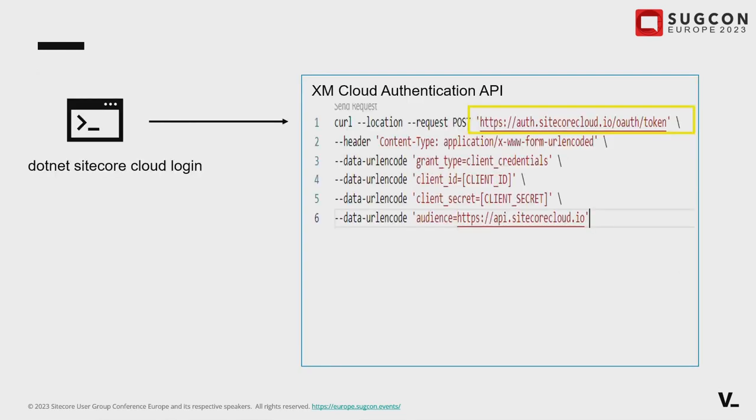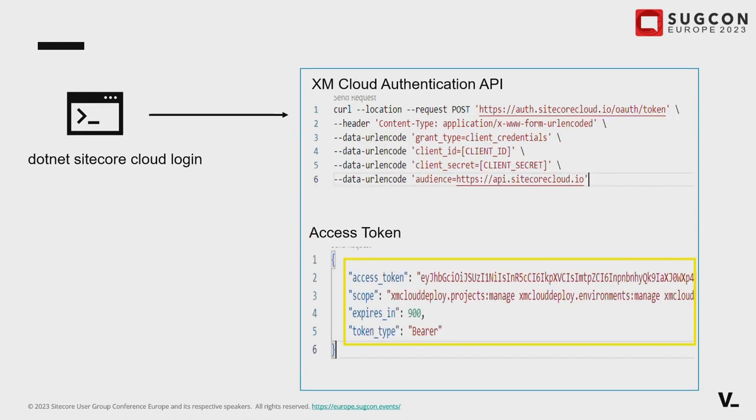I can show you one example, a common CLI command that everyone is using, like dotnet sitecore cloud login to connect with your XM Cloud instance. And on the right side, you'll see the translation of this to a curl request. The curl request, you can see, is pointing to auth.sitecorecloud, and we have some URL-encoded data, which has the client ID and client secret. And upon serving with the proper client ID and client secret, you will get back the access token.